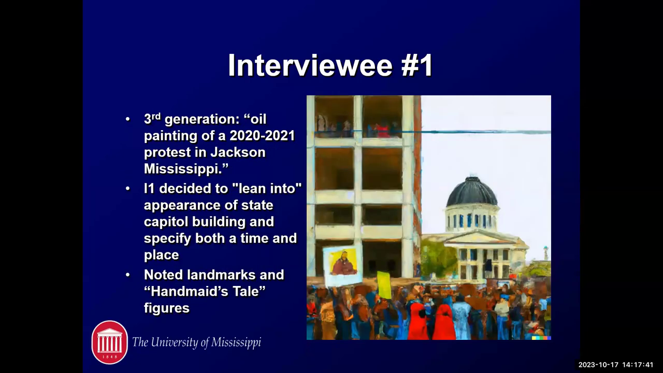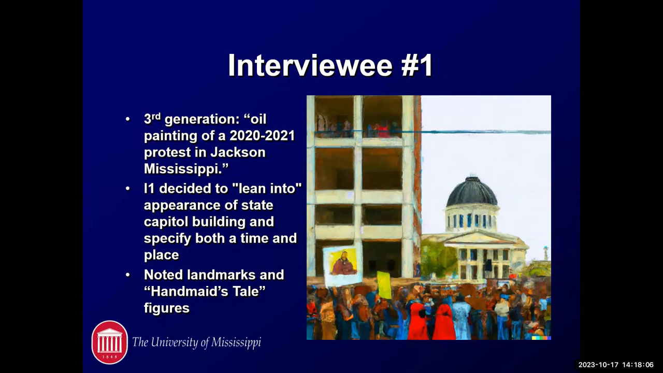And here you can see interviewee number one's third and final generation. They decided to seize upon the appearance of the Mississippi Capitol Dome in the image and added Jackson, Mississippi to their previous query. So it became oil painting of a 2020-2021 protest in Jackson, Mississippi. They leaned into it, so to speak.